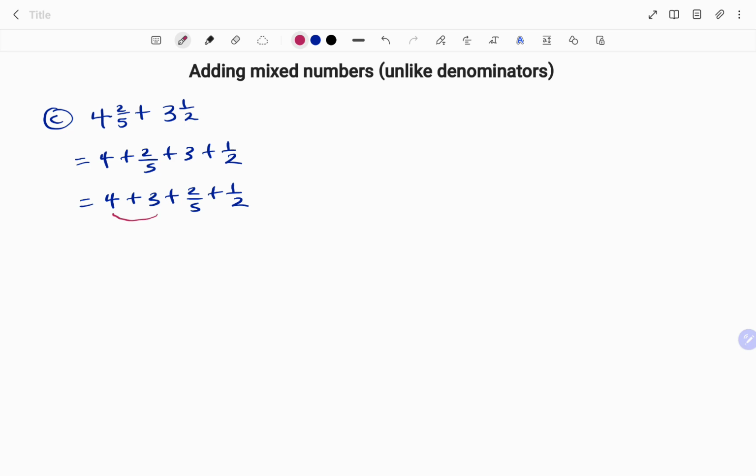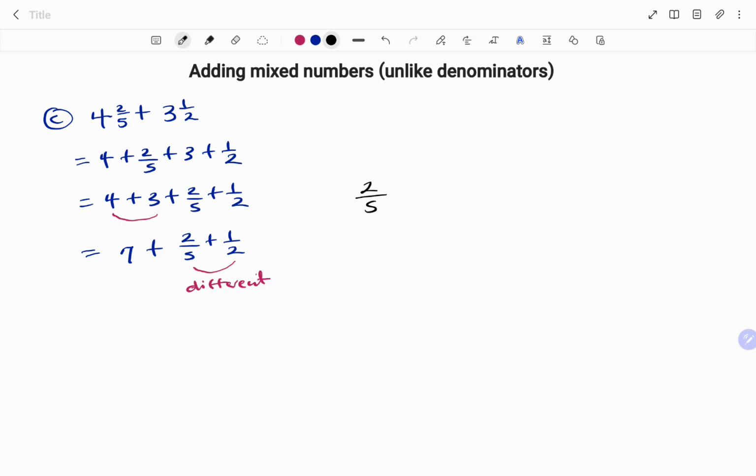My 4 plus 3 will give me 7. And then I have my fractions, 2 over 5 plus 1 over 2. Before I can add my fractions, I need to check if the denominators are the same. If you check, I was supposed to write they are different. I have 5 and 2 as my denominators, and because they are different, I need to make them the same first. How do I make them the same?